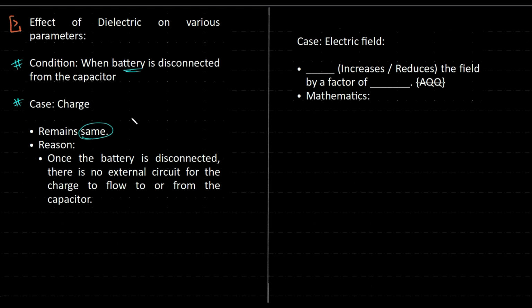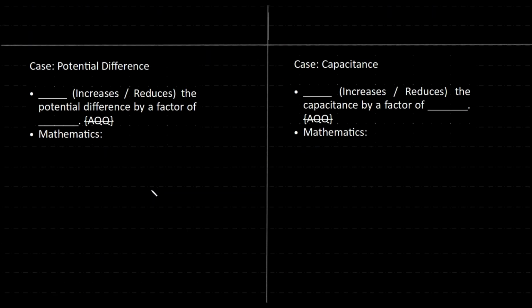As simple as that. Once the battery is disconnected, there's no external circuit for the current to flow, for charges to flow to or from the capacitor. So it will stay there. What will happen to the electric field? This we know, it will obviously reduce. We have been doing that. By what factor? This also we know, by a factor of K. So E new is equal to E initial by kappa. Not K actually, it's kappa, but yeah, you guys know.